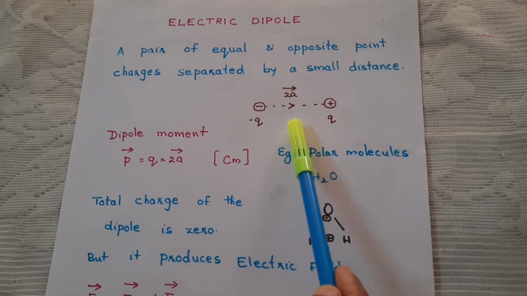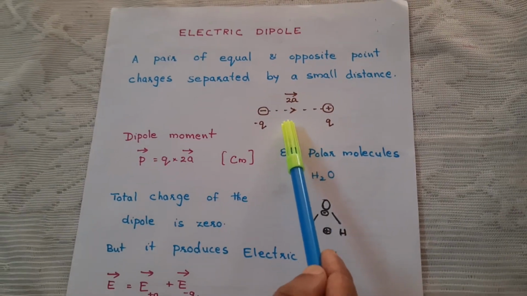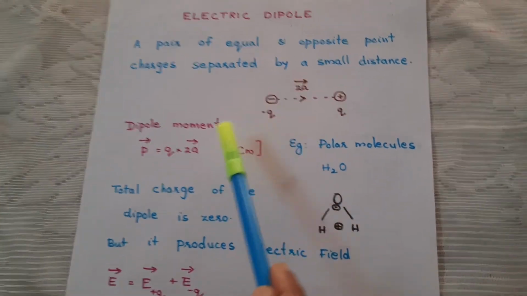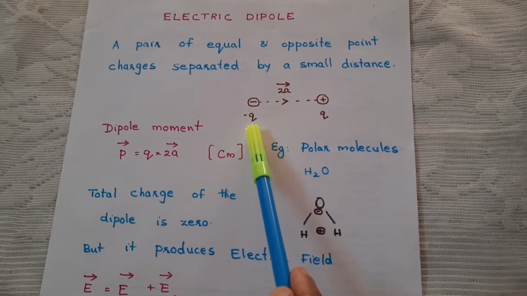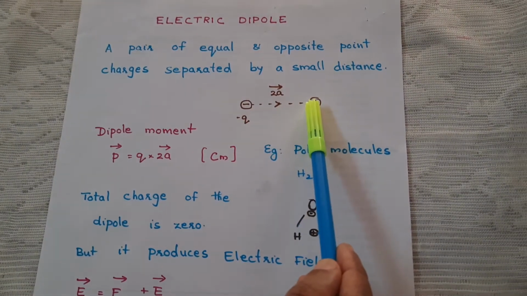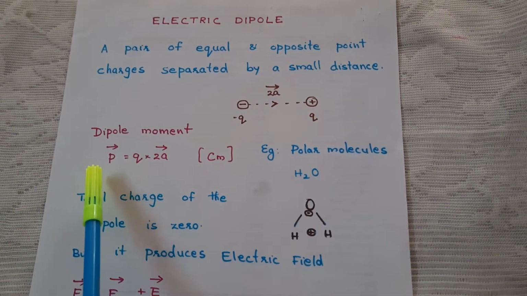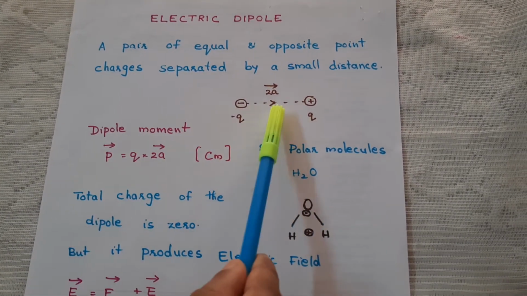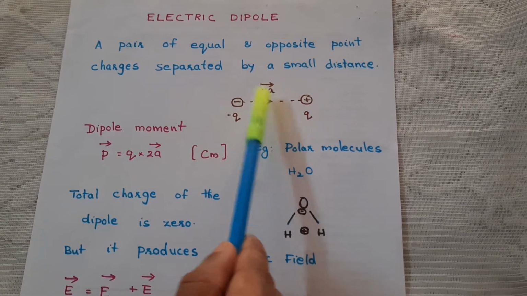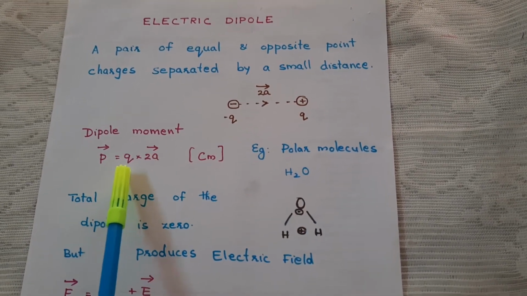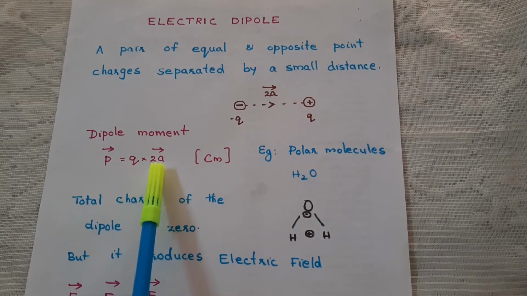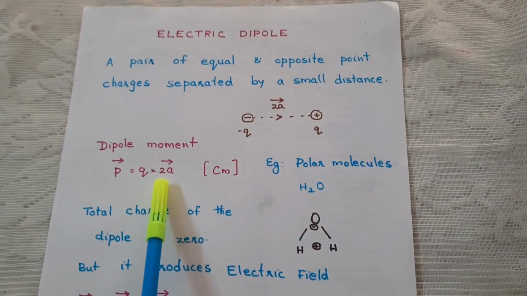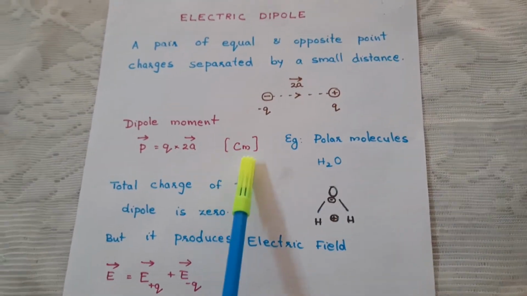The strength of the dipole is measured by the quantity dipole moment. The dipole moment is the product of one of the charges and the separation. Dipole moment is denoted by P. It is a vector quantity. It has the same direction as that of dipole length. So, vector P is equal to q into 2a. So, it is directed from negative to positive. It has a unit coulomb meter.